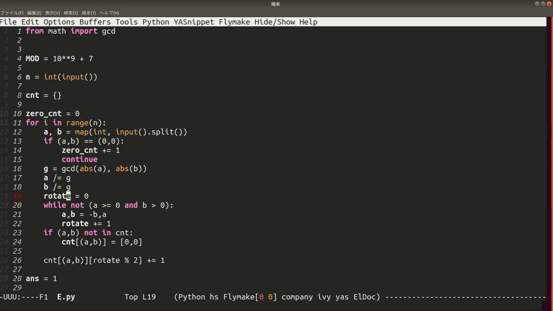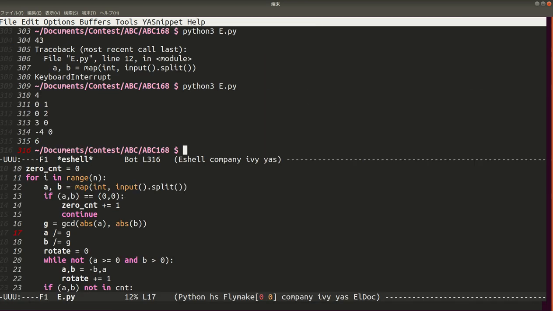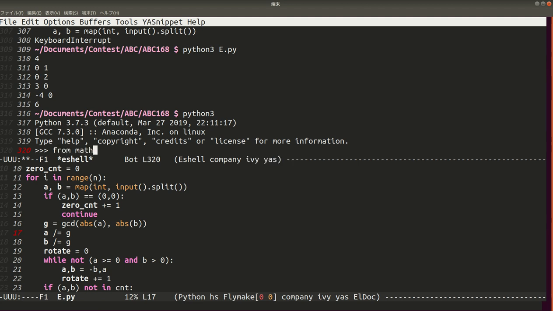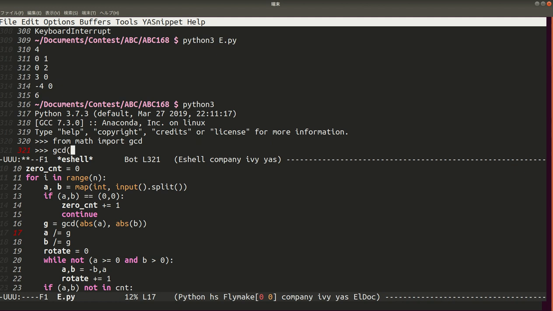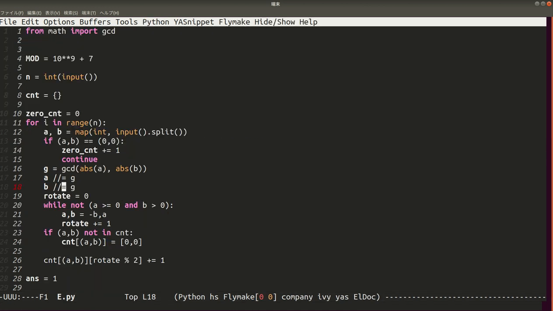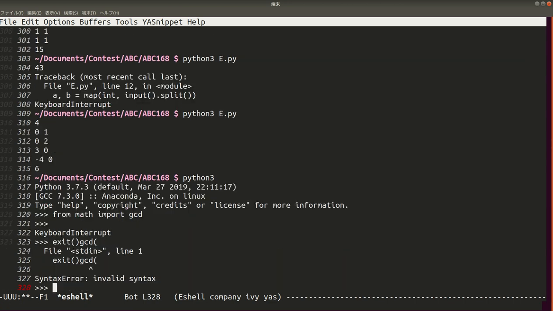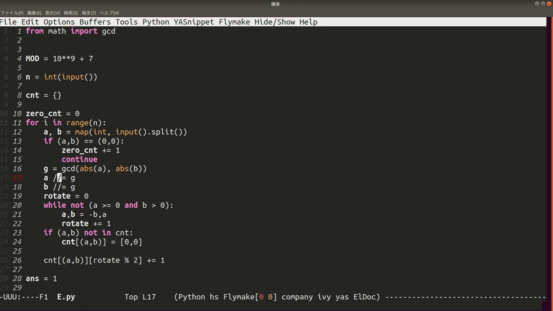Is the rotation wrong? Let's see. Zero count. Good. What is GCD with 0? From math import GCD. Oh! Maybe it's the error of floating point. We forgot to add the double slash.